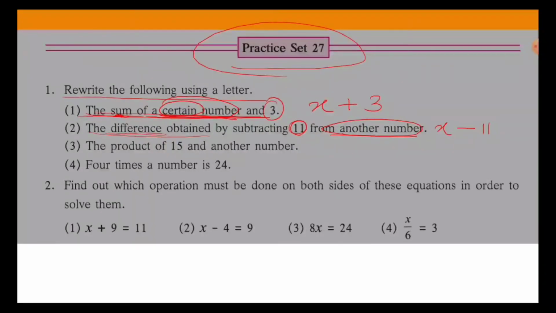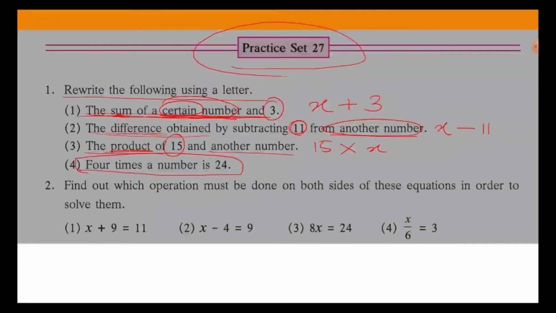Okay, next the product means multiplication of what? 15 and another number. That means 15 multiplied by x. 4 times the number is 24.